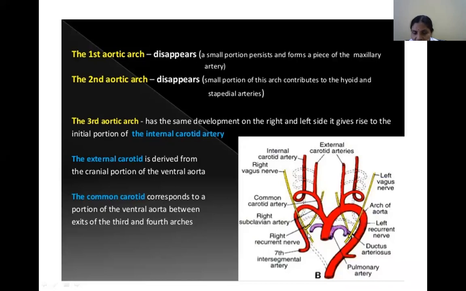Then the sixth arch, the ventral portion, gives the right branch of the pulmonary artery, whereas on the left side it gives the left branch of the pulmonary artery, and the distal part gives origin to the ductus arteriosus in intrauterine life. In adults it is left as a ligament. So this is the sixth aortic arch.